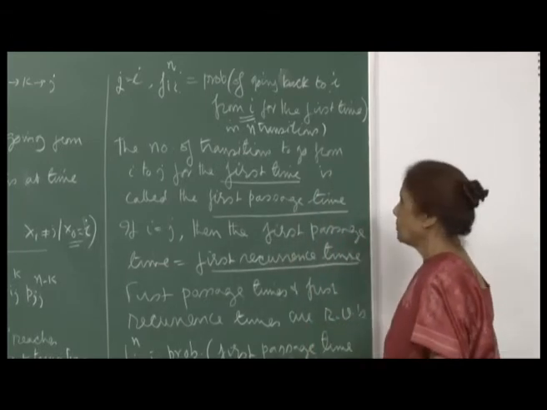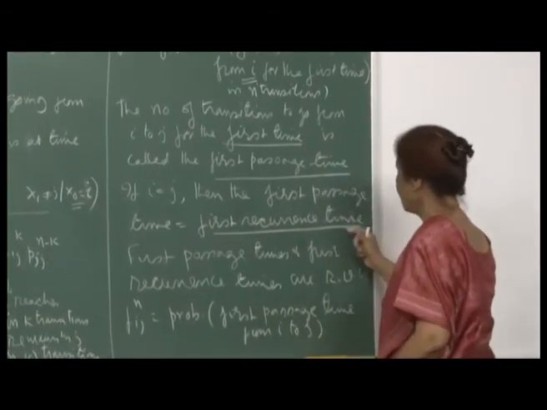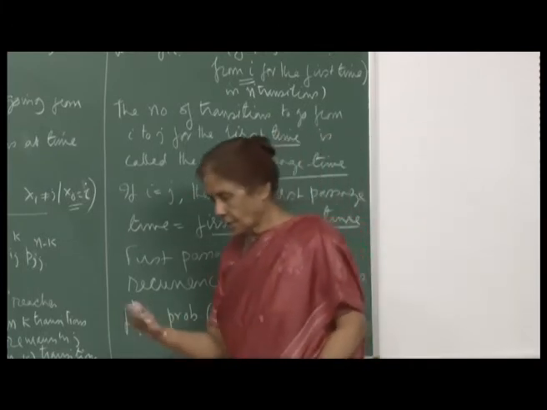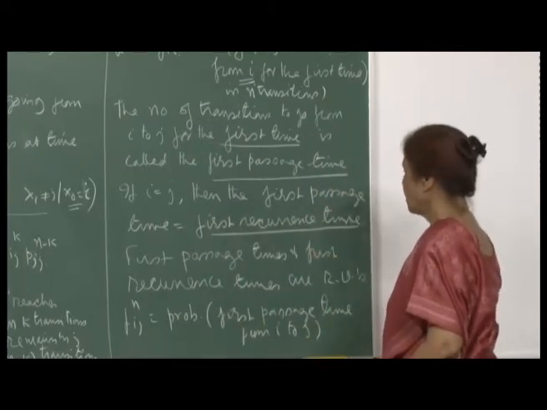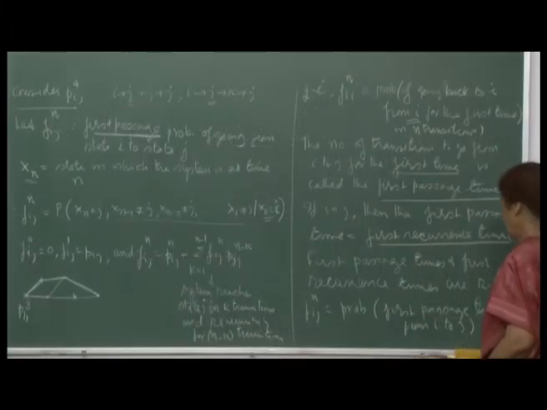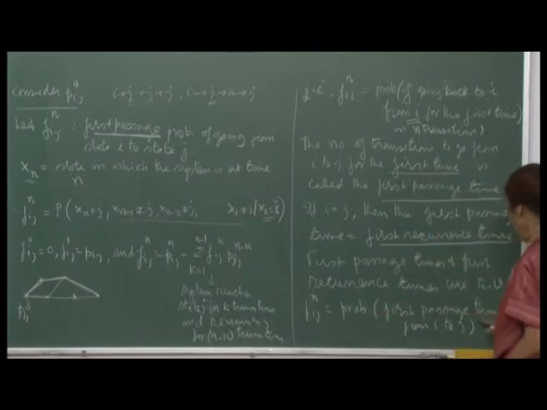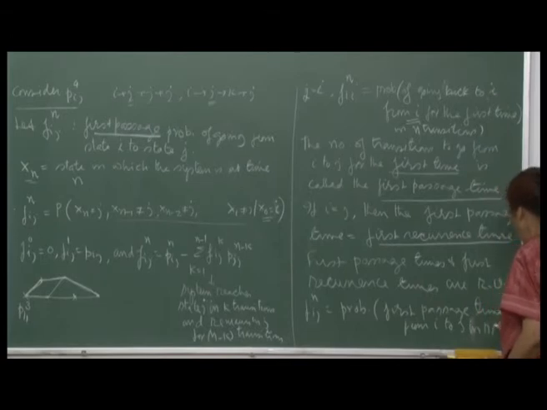So, the first passage time is a random variable, and if i is equal to j, then the first passage time is called the first recurrence time. Okay. So, this is when, starting from a particular state, you want to come back to it for the first time; that will be your first recurrence time. So, first passage times and first recurrence times are random variables, and therefore, you can define this again. f_ij(n) is the probability of the first passage time from i to j in n steps. That means your random variable.